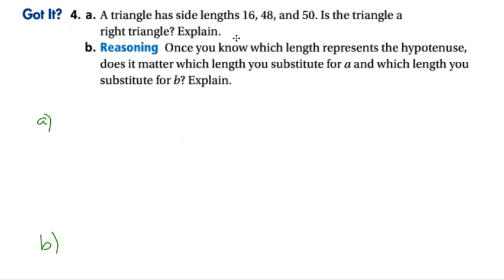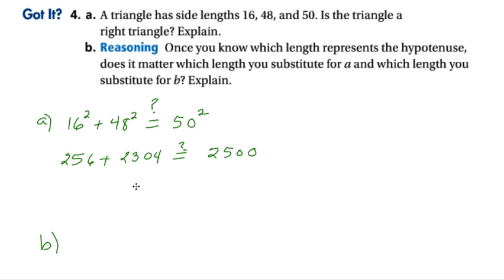Alrighty, for part A, we have side lengths 16, 48, and 50. So in your Pythagorean theorem, it would look like this. Multiplying that out and checking to see if they're equal. They are not equal, so therefore it is not a right triangle.